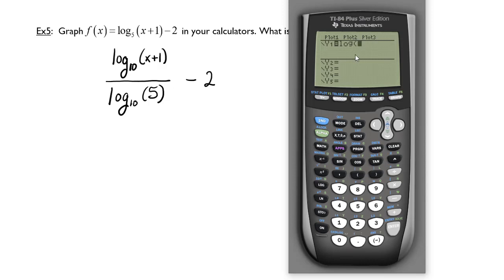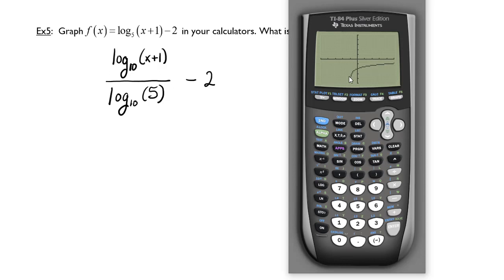So it's assumed to be base 10, so we don't have to write that in there. X plus 1 in the numerator divided by log of 5 in the denominator, and then minus 2. Let's graph that and see what happens.